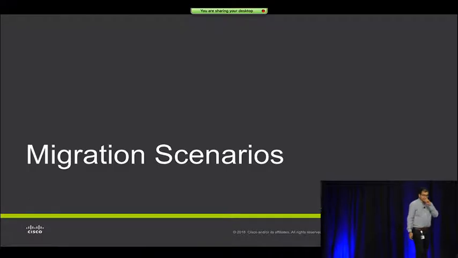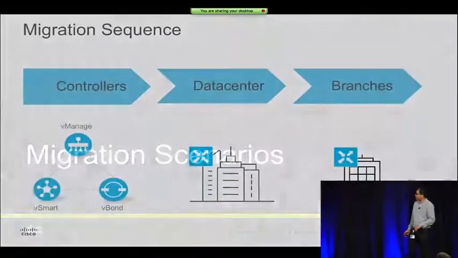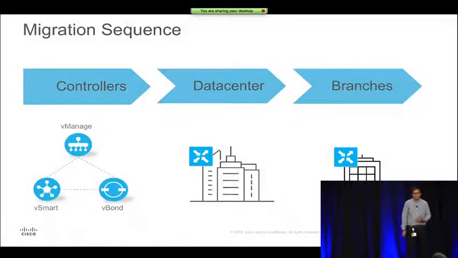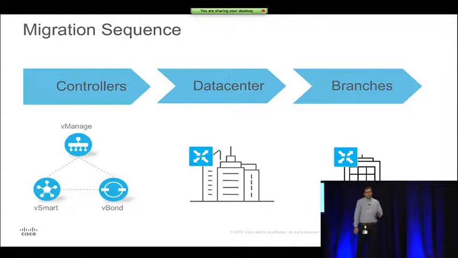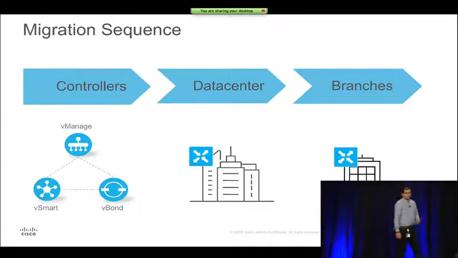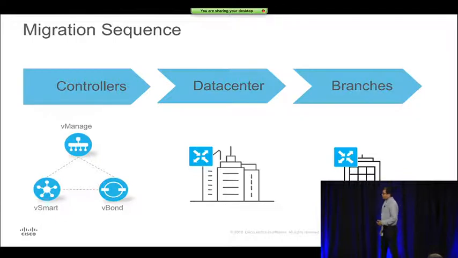The next section is the migration scenarios: how to go about the migration if a customer already has a traditional WAN deployed and now wants to migrate. From a sequence of steps, we went through the same sequence as well. You need to have the controllers up and running. Before anything happens, the controller needs to be up and running. Either they can be on-prem or they could be with the Cisco cloud.